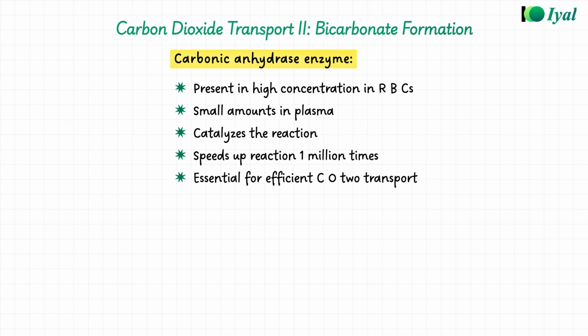Now the most important carbon dioxide transport system involves an enzyme called carbonic anhydrase. This enzyme is present in very high concentrations inside red blood cells. There are also minute quantities in the blood plasma. What does this enzyme do? It catalyzes, speeds up, the reaction between carbon dioxide and water. Without this enzyme, the reaction would be too slow for efficient transport. With this enzyme, it happens almost instantaneously.